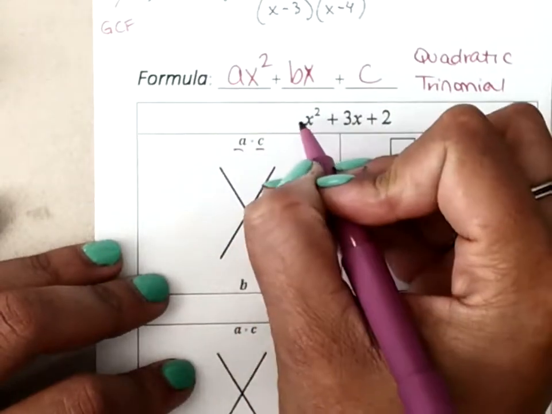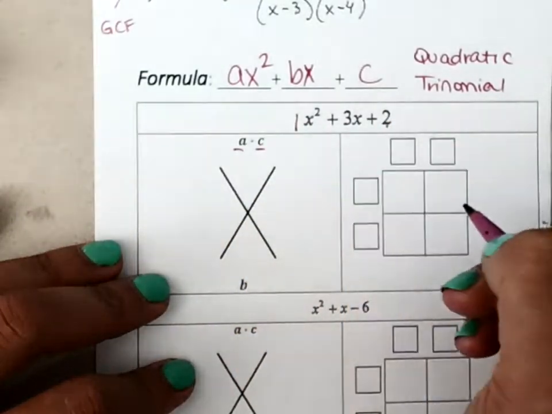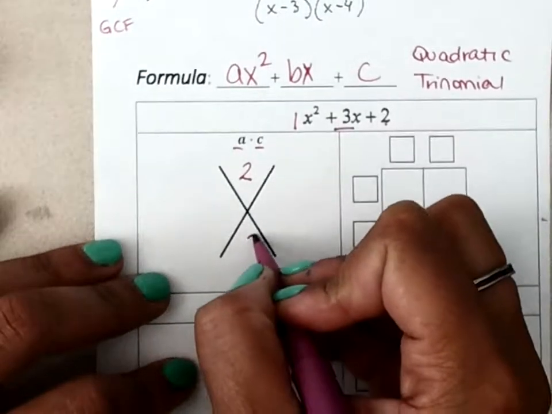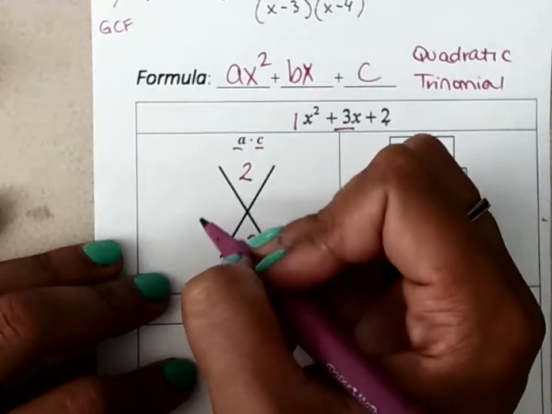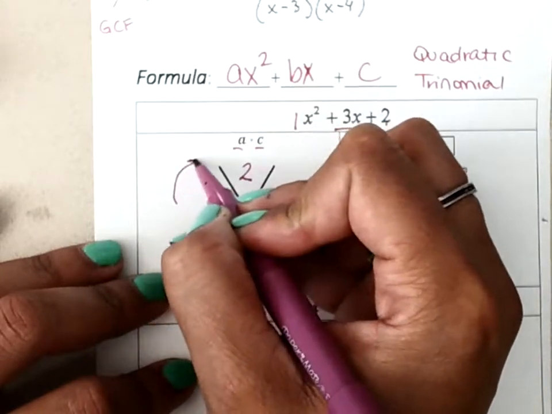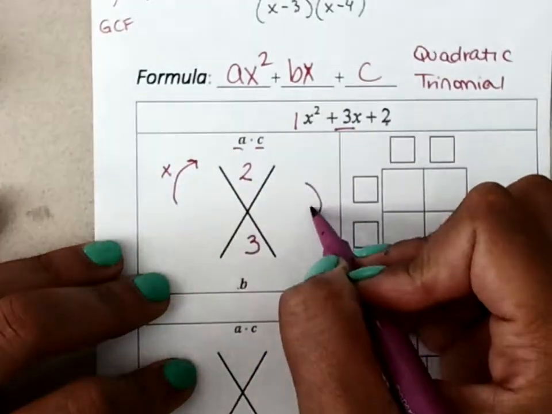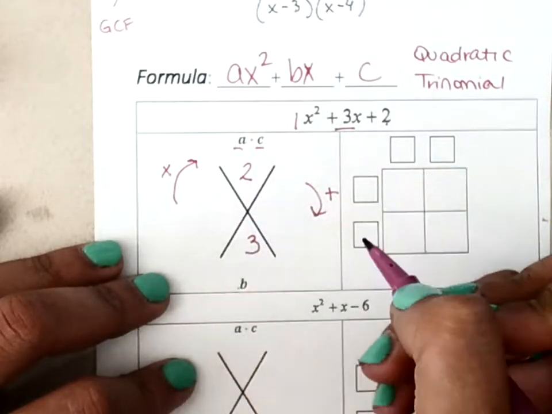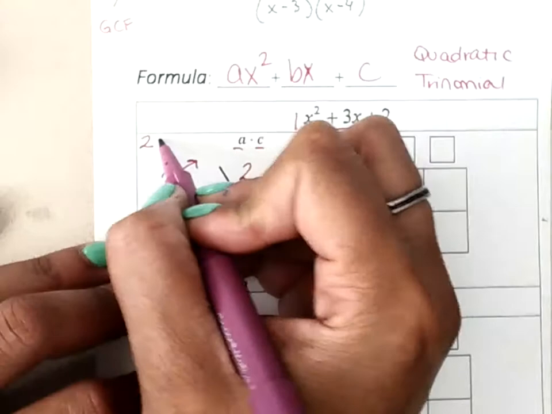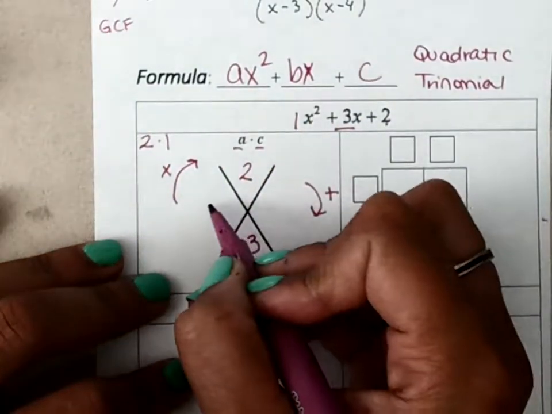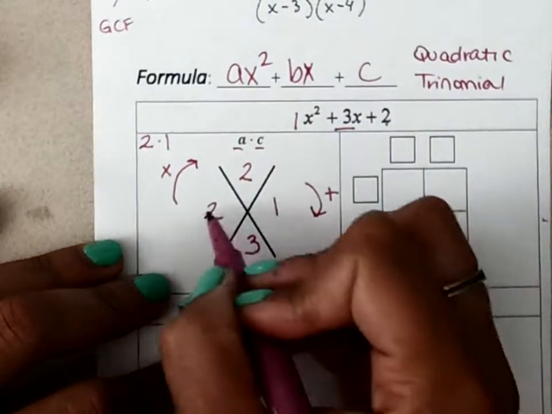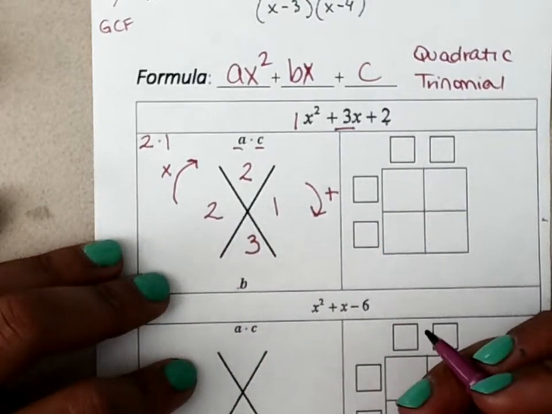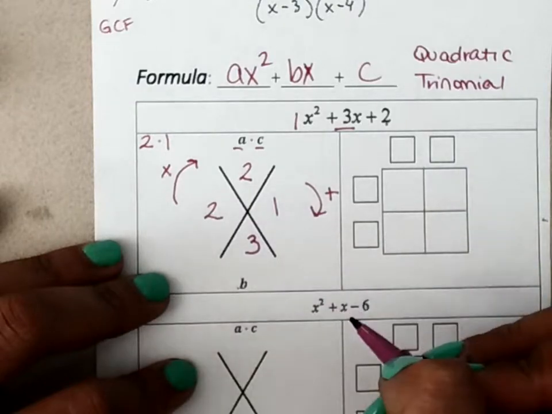A and c are 1 and 2. 1 times 2 is 2, and b is 3. So we want to think of numbers that multiply to 2, but add to make 3. So we have to find the numbers that multiply to 2 first. The only numbers that multiply to 2 are 2 and 1. So those are our only options. 2 times 1 is positive 2, and 2 plus 1 is positive 3. So we actually don't need to change any of the signs.